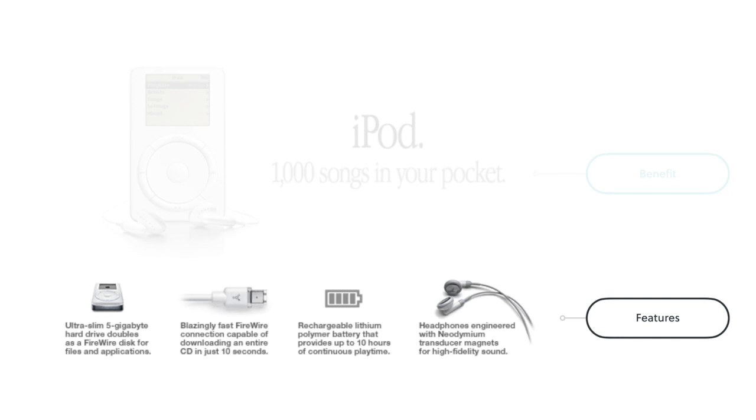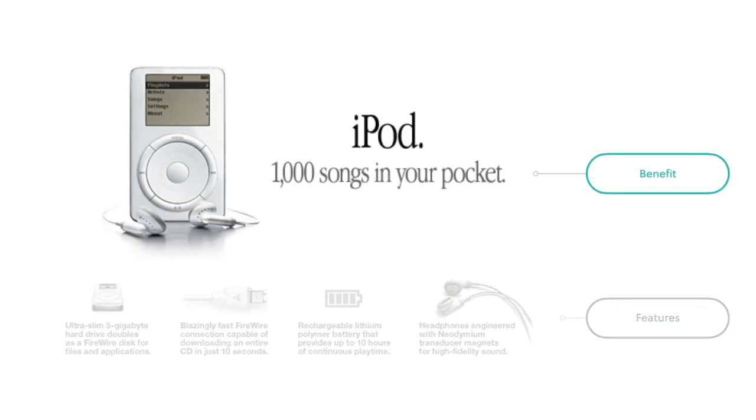When the iPod was first launched, it was so new and so radically different, Apple had to explain to customers what an iPod was and how it worked. An ultra-slim 5 GB hard drive with a fast connection to download your music library, a long-lasting rechargeable battery, and high-fidelity white headphones. These are the product features, and they were better than anything on the market. But the benefit is 1,000 songs in your pocket. An iPod lets you take your whole music library with you everywhere you go, and that is a good why.